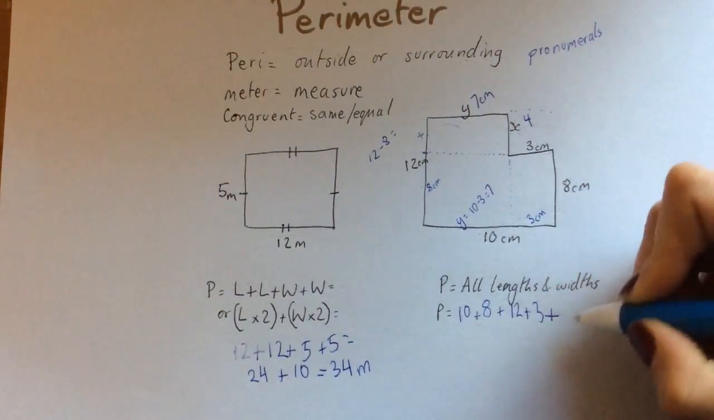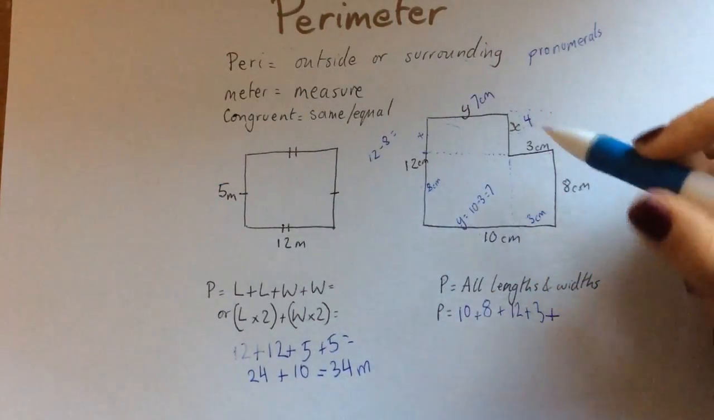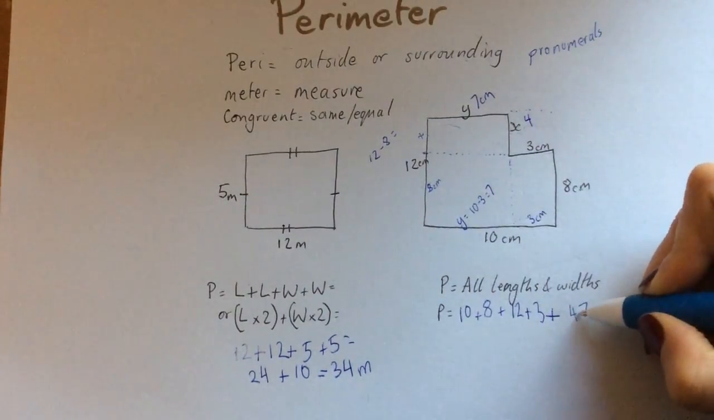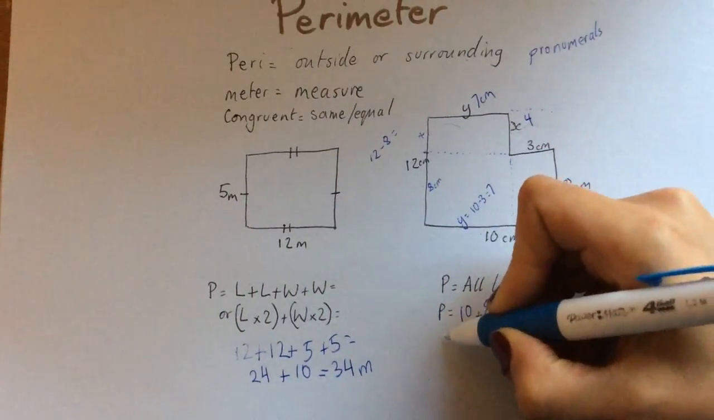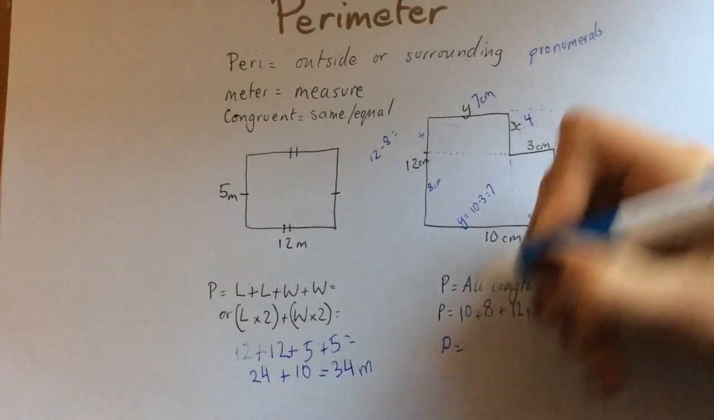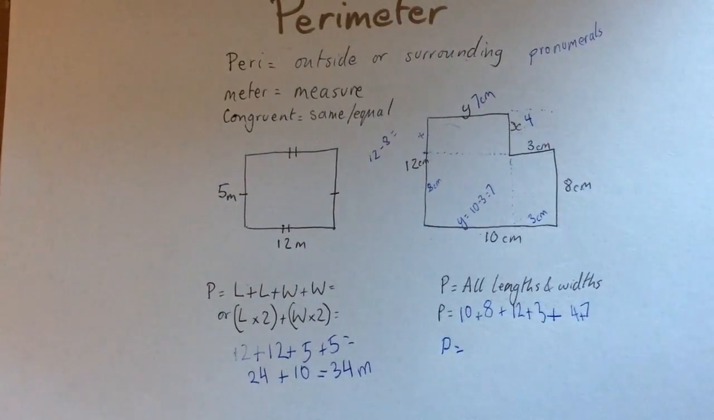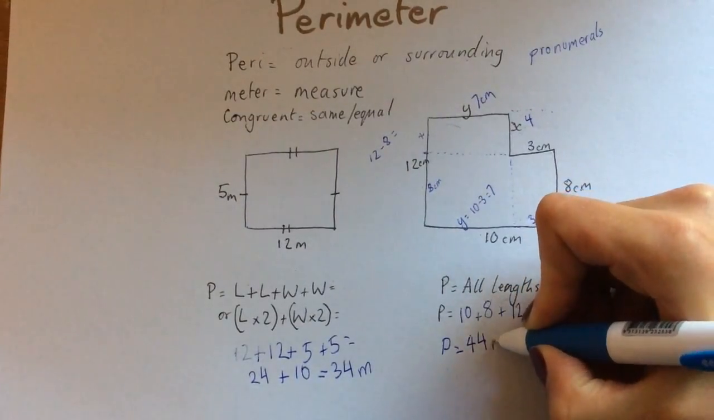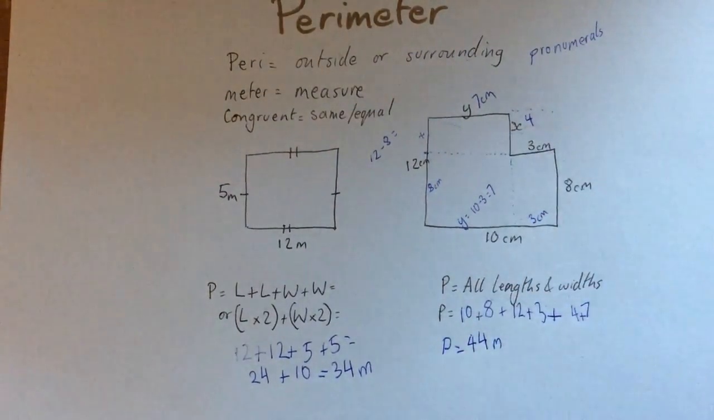Then I'm just going to add those into my equation now. So 4 and 7. Oops, not 47. 4 and 7. That is 44. So our entire perimeter of this shape is 44 meters.